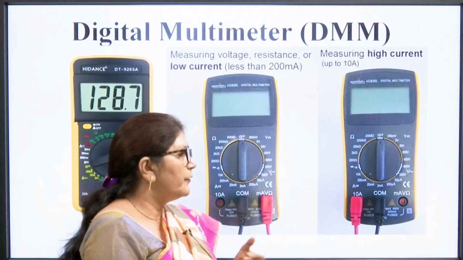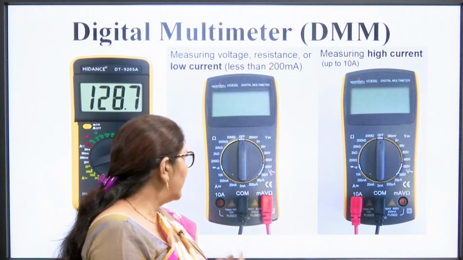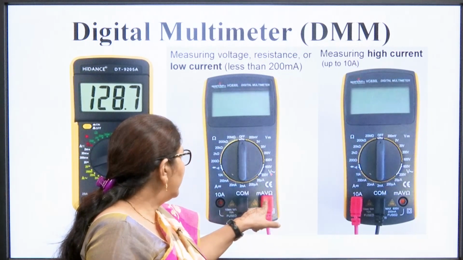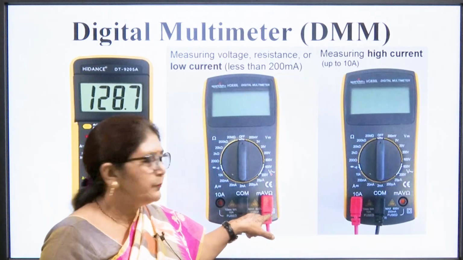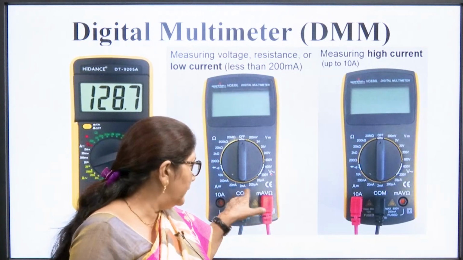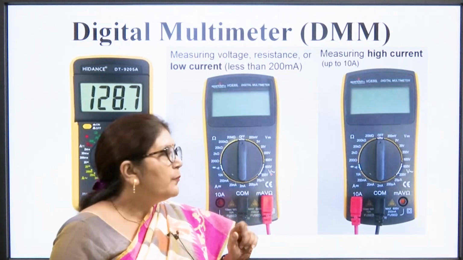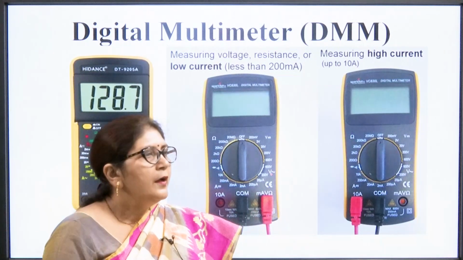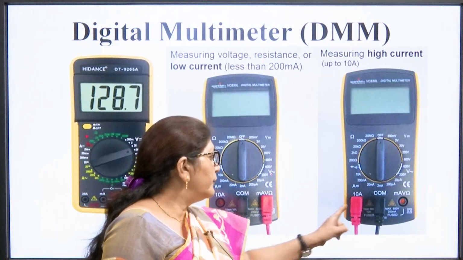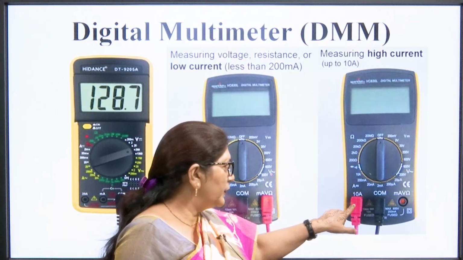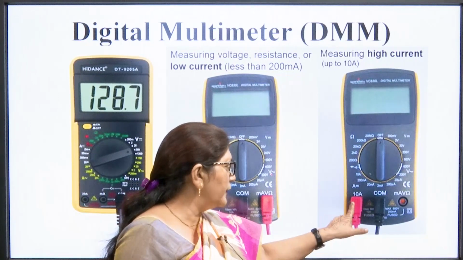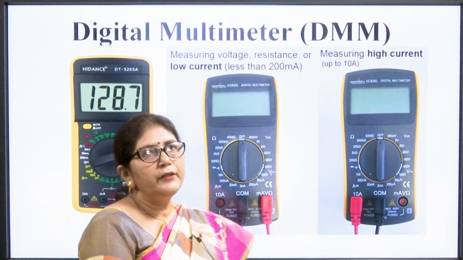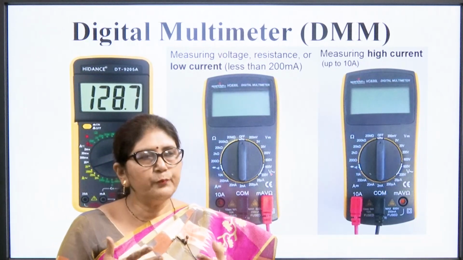If we want to measure AC current or AC voltage, we have to put the knob at the AC position. When the current value is much less, we will put the lead at this position. But suppose we want to measure a high value of current in an electrical circuit. Then we will put the red probe at this position and measure. As we can see, this instrument is showing the value of 128.7 volt.